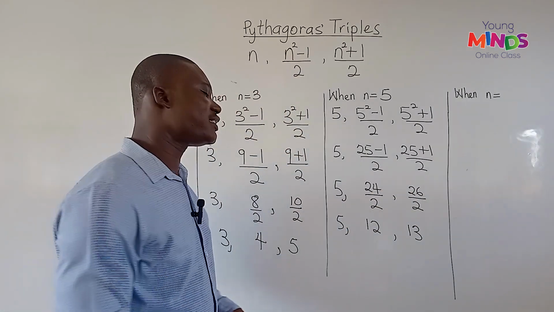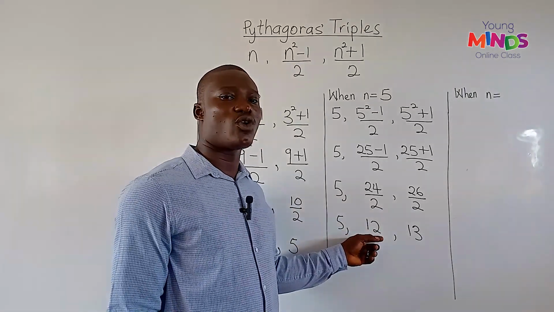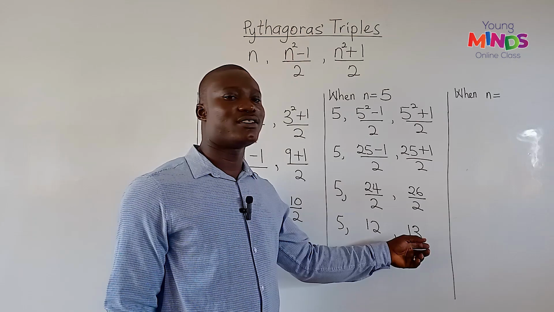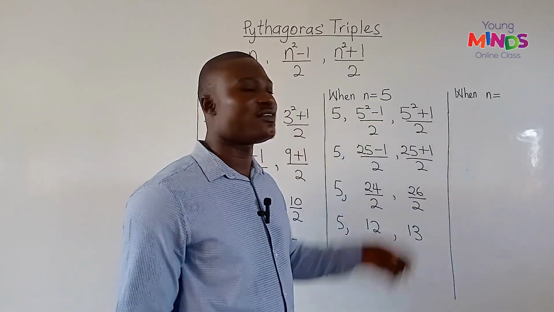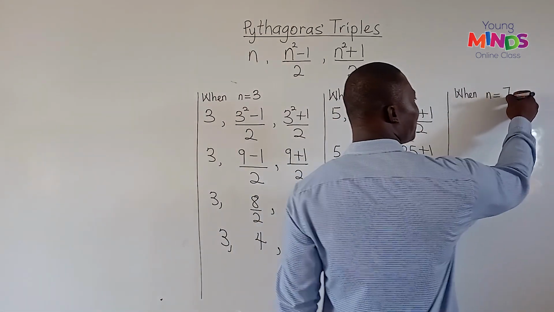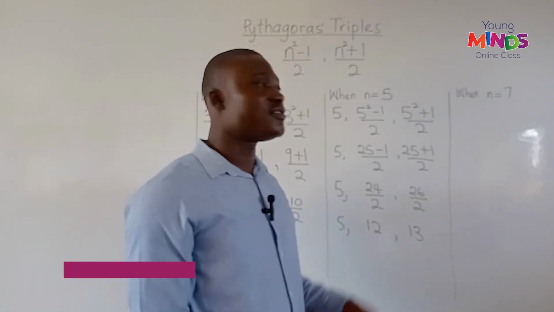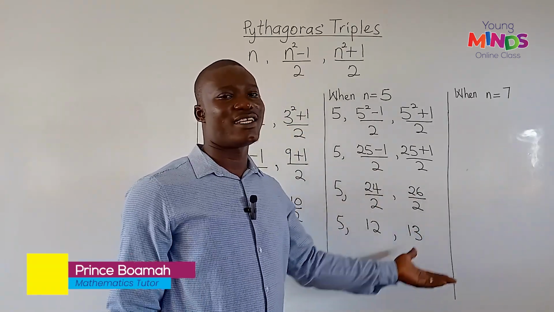So if the first term is 5, then the second term will be 12, and the third term will be 13. So these will be the Pythagoras triples when the first term is 5. I will entreat you to try your hands when the first term is 7. Use this formula to determine the second term and the third term.